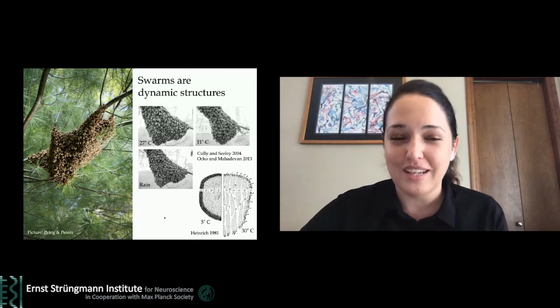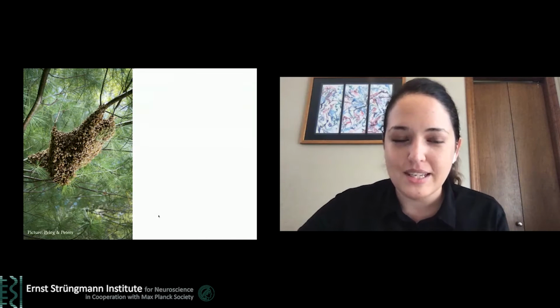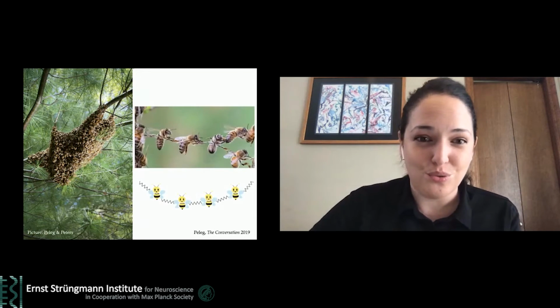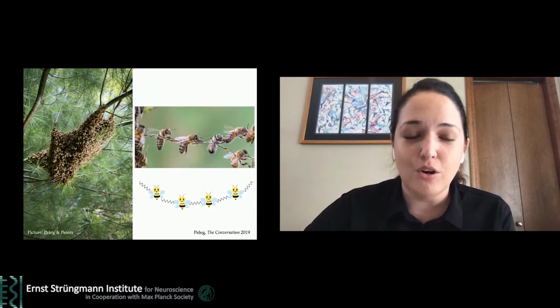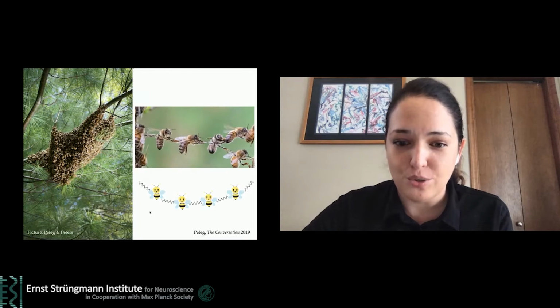So these are all really interesting and very complex processes of decision making, but underneath all of these, there is a mechanical problem. So something that is really important to emphasize here is that the bees are not flying; they're actually holding on to each other to create that structure.